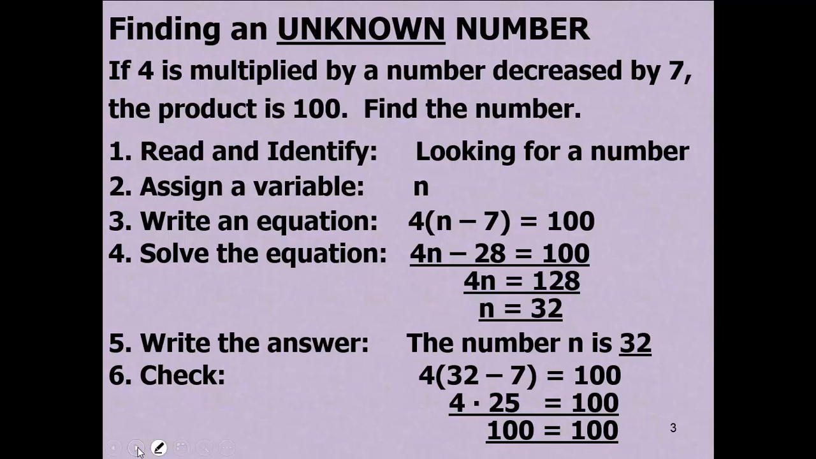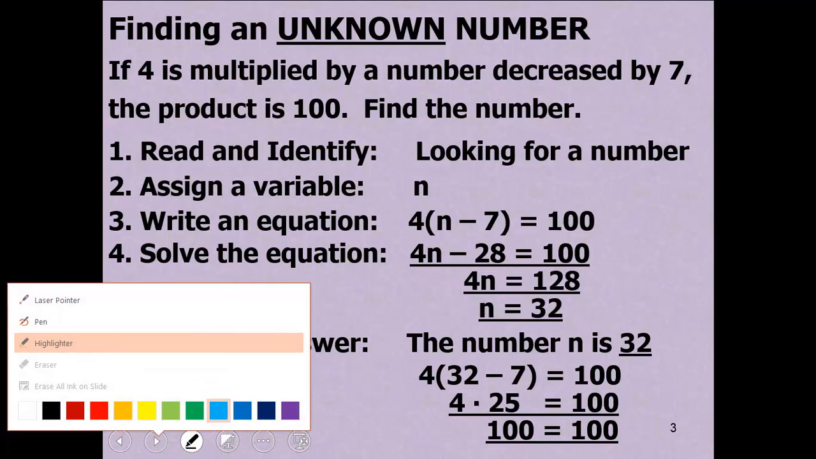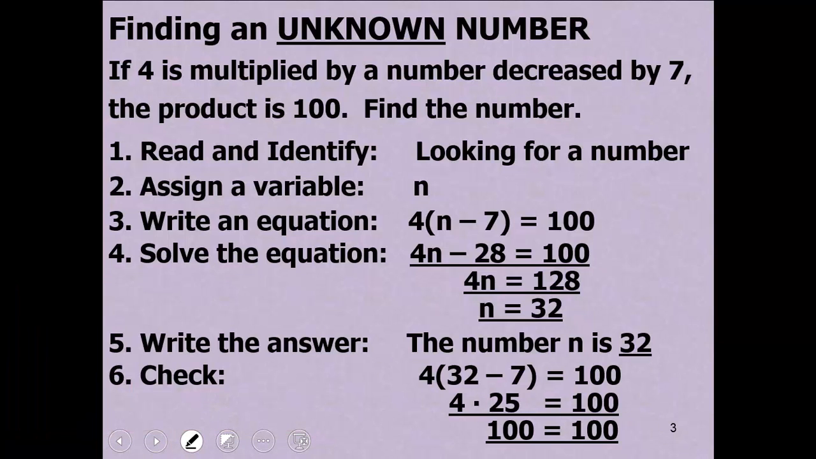It's best just to do examples, so that's how I'm going to approach this. If 4 is multiplied by a number decreased by 7, the product is 100. Find the number, okay? So I read the problem. Now I have to identify what I'm looking for. What am I looking for? I'm looking for a number, okay? So I write that down. I am looking for a number. Assign a variable to it. In this case, I used n. I could have used x, I could have used y, I could have used z, all right?